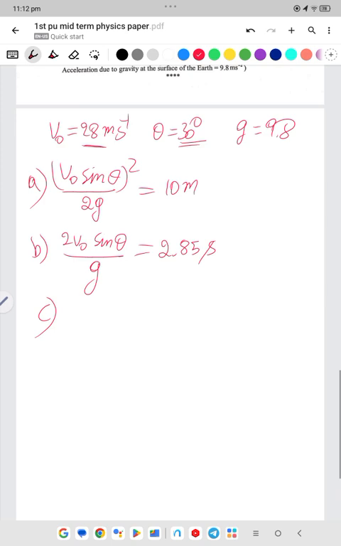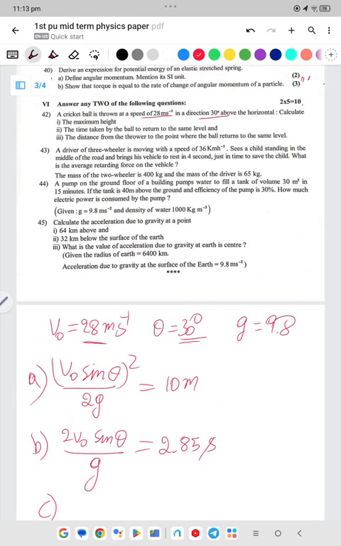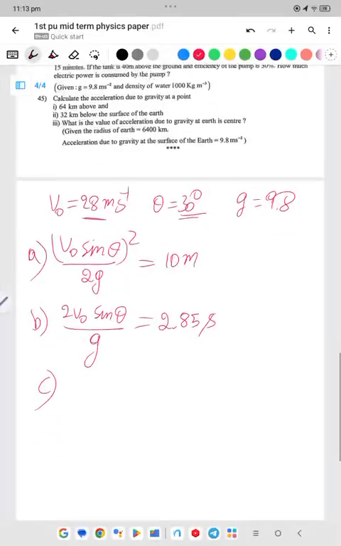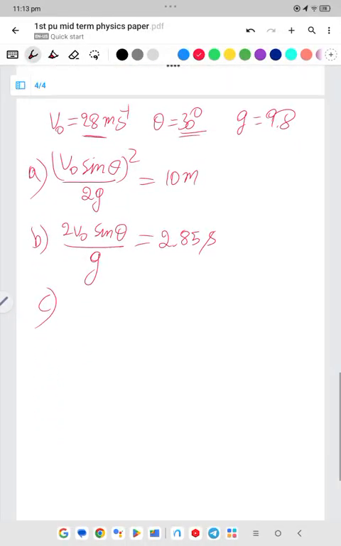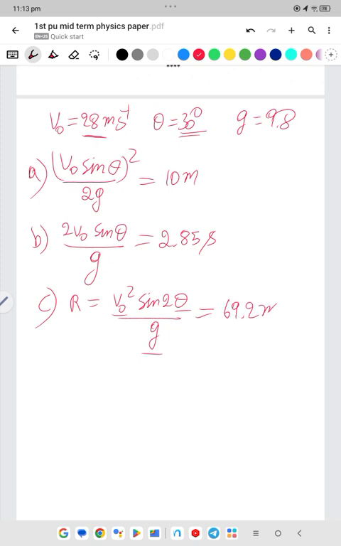Next one is coming up to the third option. The distance from the thrower to the point where the ball returned to the same level. Return to the same level is range. R is given by R is equal to V naught square sine 2 theta by g. Substituting the values V naught and theta and g value, you will get around 69.2 meter. It is the answer for the first question.